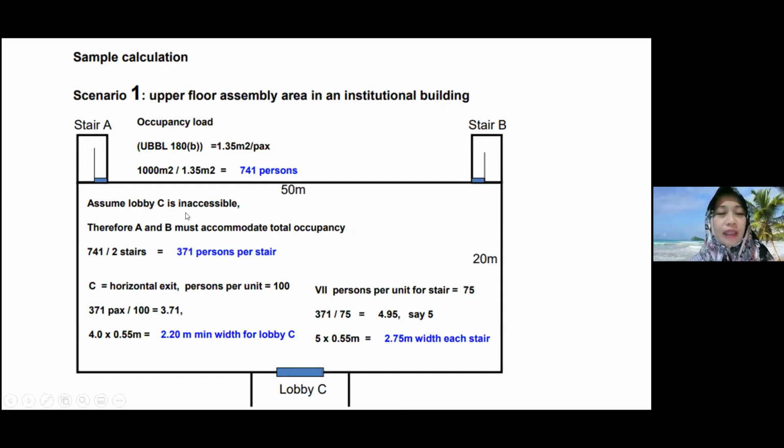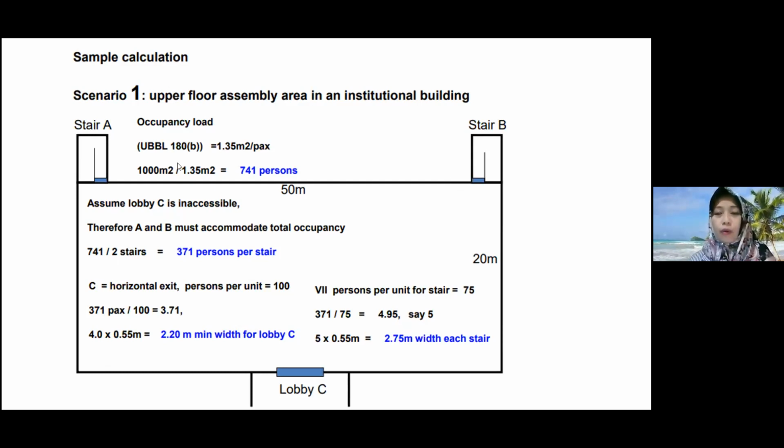Assume lobby C is inaccessible. Do you see lobby C? Do you see this one? Do you see, Heba? Okay, lobby C, we regard this as inaccessible. Let's say the fire is at lobby C. Therefore, staircases A and B must accommodate the total occupancy.